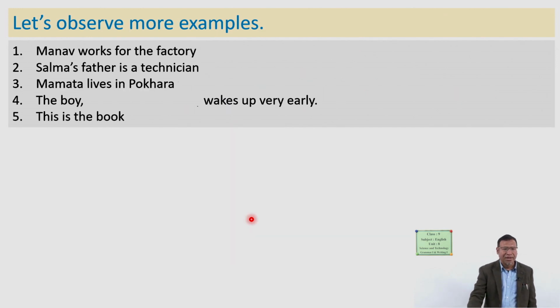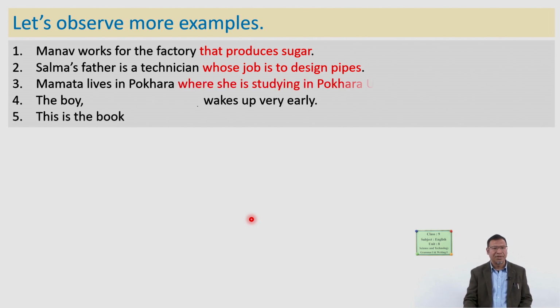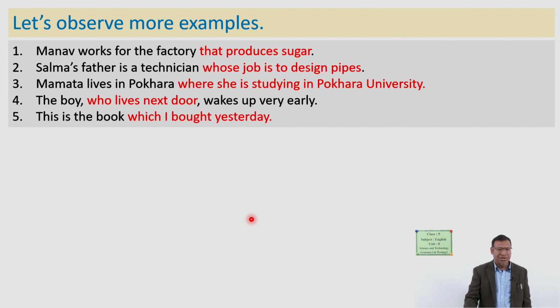So in this way, Manav works for the factory that produces sugar. That produces sugar is a relative clause. Salma's father is a technician whose job is to design pipes. So whose job is to design pipes is a relative clause. Then Mamta lives in Pokhara, where she is studying in Pokhara University. That is, where she is studying in Pokhara University is the relative clause. Similarly, the boy who lives next door wakes up very early. So who lives next door is a relative clause. Similarly, this is the book which I bought yesterday. Which I bought is the relative clause.